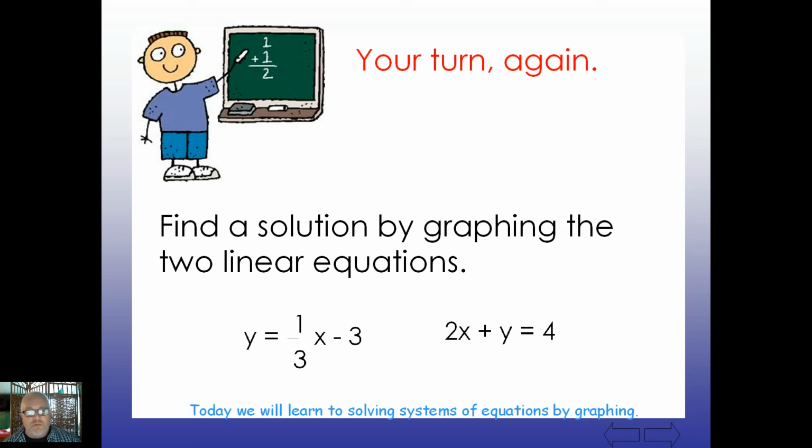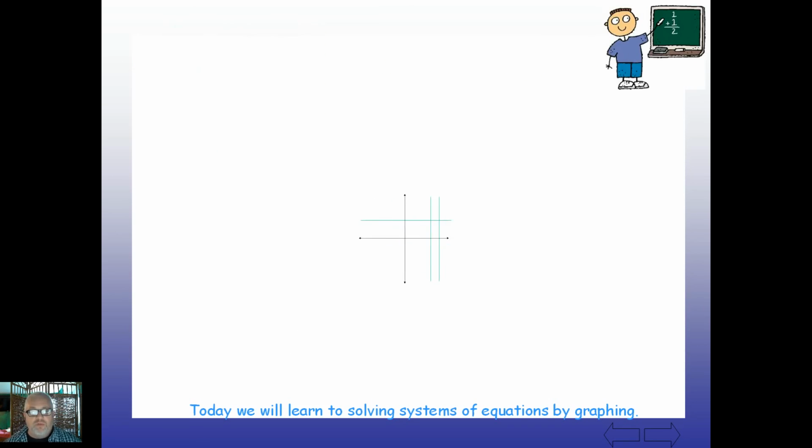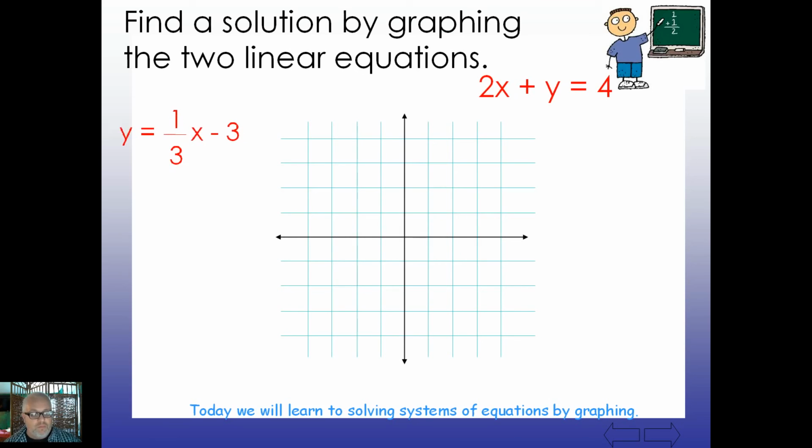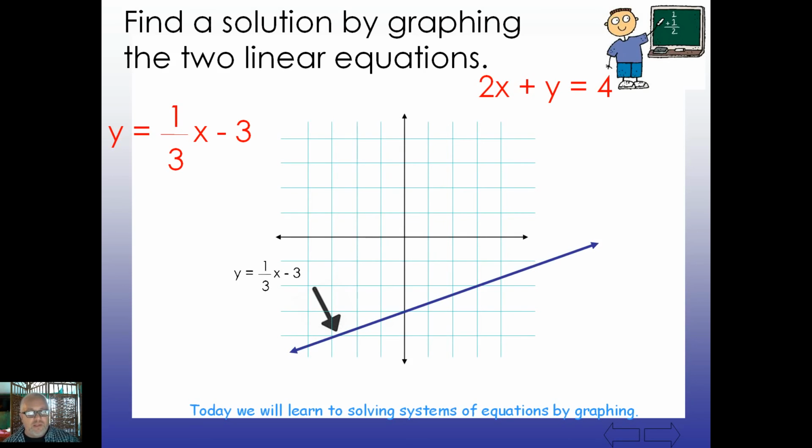All right, find a solution by graphing the two linear equations. Let's try this one here. y equals 1/3 x minus 3, and 2x plus y equals 4. Okay, so y equals 1/3 x minus 3 and 2x plus y equals 4. Looks like this is going to be the left-hand side one here. It crosses at -3, right down here at -3, with a slope of 1/3, which is up 1 over 3, up 1 over 3, and so on. So that's this one. Now, let's ignore that blue one and graph the next one over here.